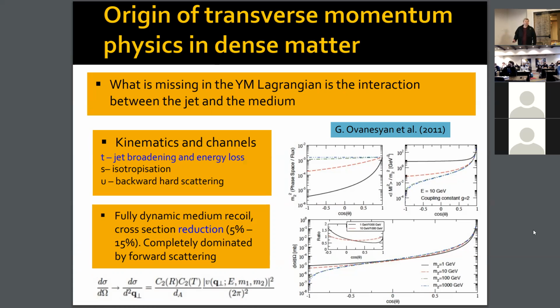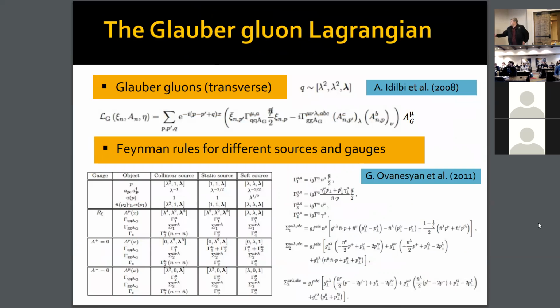So this is why in 2008, Ahmad Idilbi and collaborators took the first step in generalizing SCET to include interactions with matter. And they considered this term, which is the scattering of the energetic quark with the Glauber gluon field. And several years later, Gregorio Vanessia and collaborators included the gauge sector, the interaction between the gluons and the Glauber gluon, which mediates the interaction. And this completed this Lagrangian from which we can now calculate processes in dense matter.